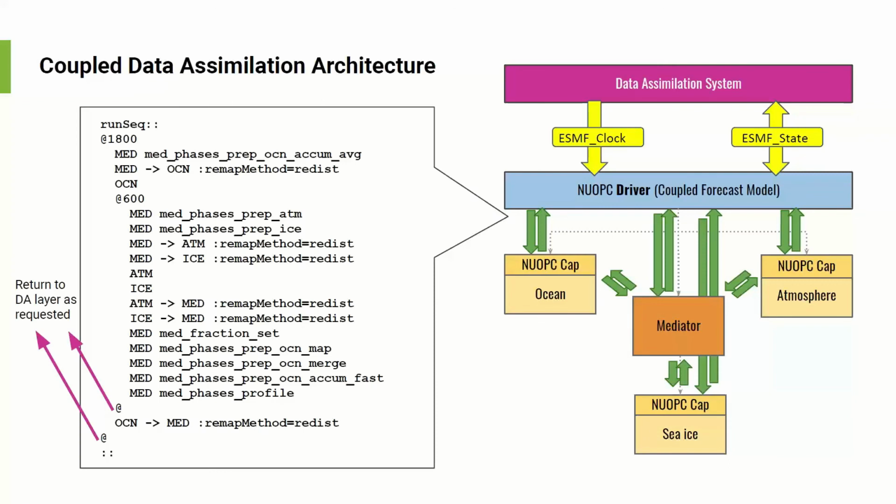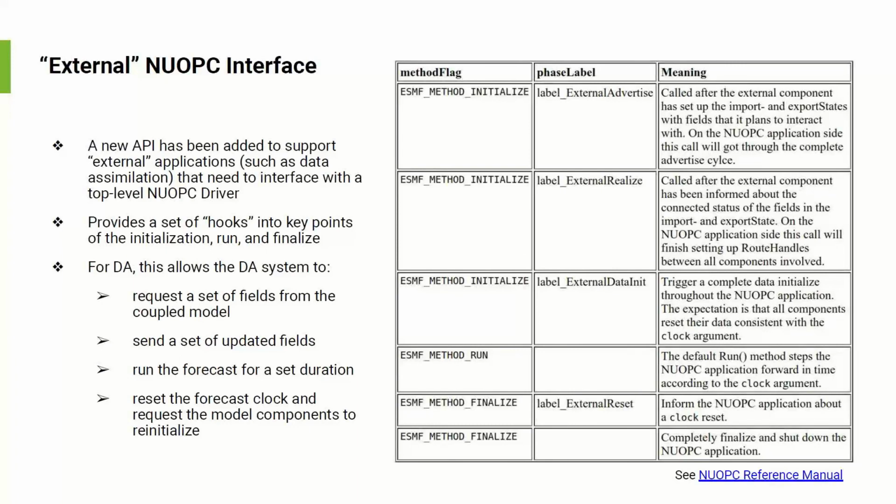This is just an example of the run sequence showing how we can return in the middle of the run sequence up to the DA layer, so that layer can run and then update the model state and come back into the run sequence. To accomplish this, we've added an external interface to NUOPC, which provides hooks for the DA system to connect in at key points during initialization, run, and finalize. I put a link there on the reference manual if you're interested in how this external interface to NUOPC works.